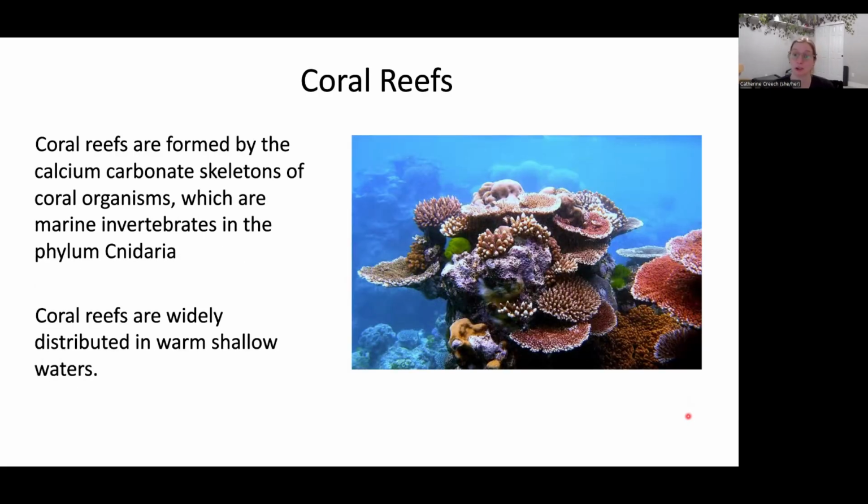Next, we're going to have coral reefs. Coral reefs are made of a calcium carbonate skeleton and coral organisms. Coral organisms are in the phylum Cnidaria, so they are cute little invertebrates. Coral reefs are very diverse, and they are in warm, shallow waters all across the globe. Coral reefs are one of the organisms that are in danger with our changing habitat that we'll talk about soon.